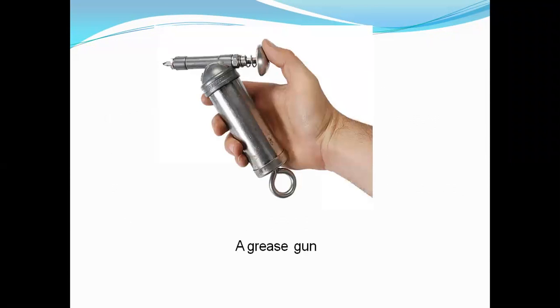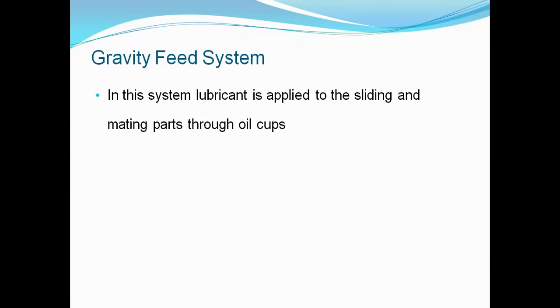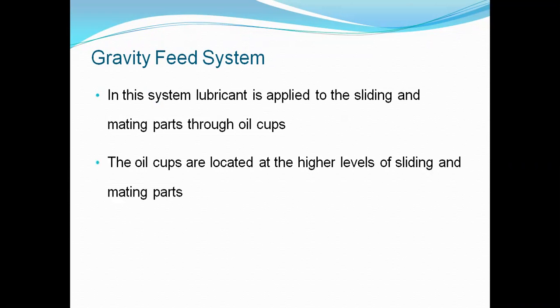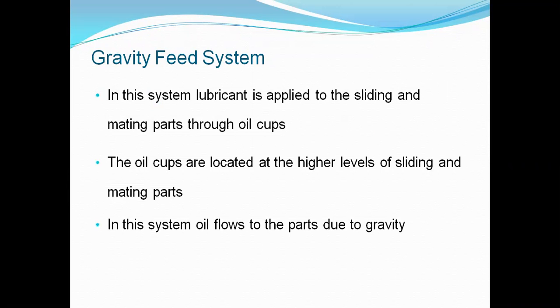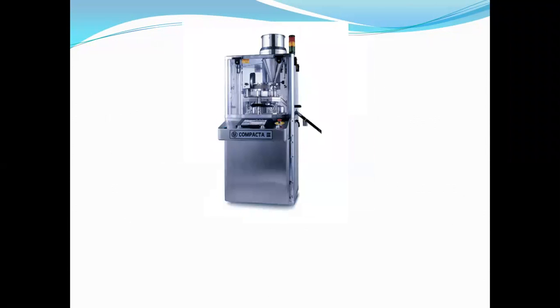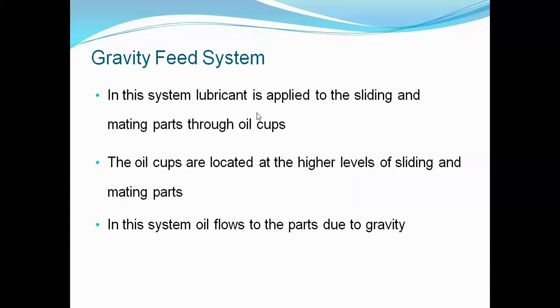A grease gun we have observed. In the gravity feed system, lubricant is applied to the sliding and mating parts through oil cups. The oil cups are located at higher levels than the sliding and mating parts. In this system, oil flows to the parts due to gravity. So we pour the oil, and it goes to the mating parts because of the gravitational effect. This is the gravity feed system.